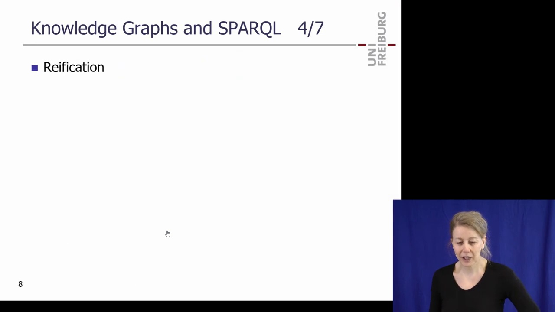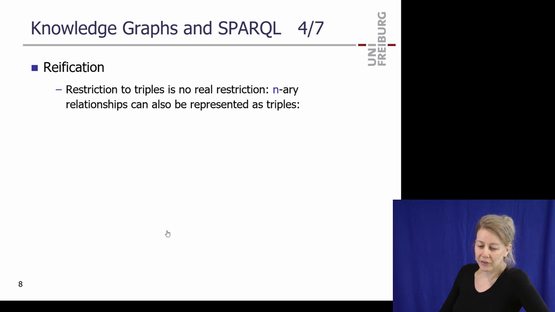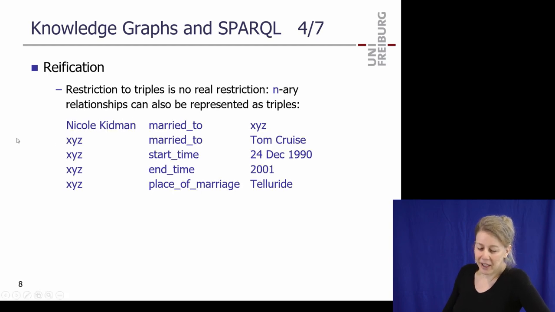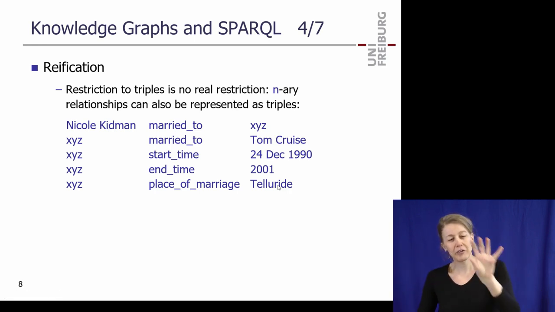Okay, back to the slides. You may wonder, can I really cast all information into this triple format? Here's slightly more complex information. For example, these two married on a particular day and the marriage ended. It was actually pretty long for show business. They married in a particular place. So this is information connecting several entities: this person married this person at this time, at this place. And you can also write this as triples like this.